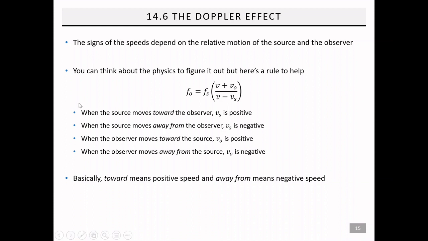I will let you read through the cases in the middle, but the bullet point at the very bottom basically sums it up. If one of the source or the observer is moving toward the other, then we say that speed is positive. If instead they are moving away from the other, that means we use a negative sign for that speed.